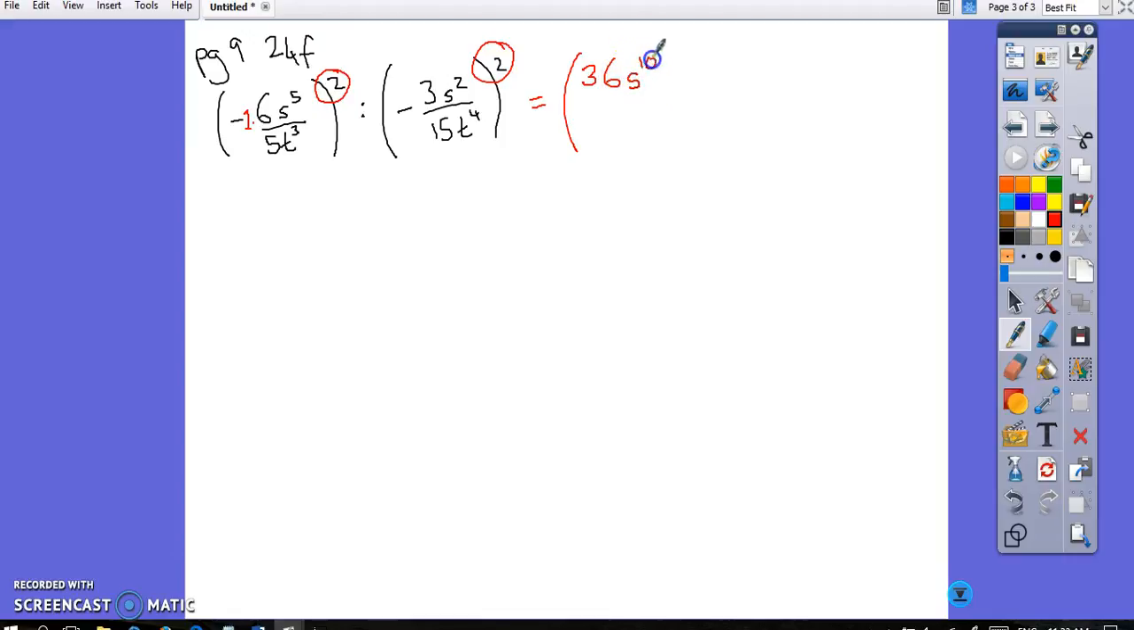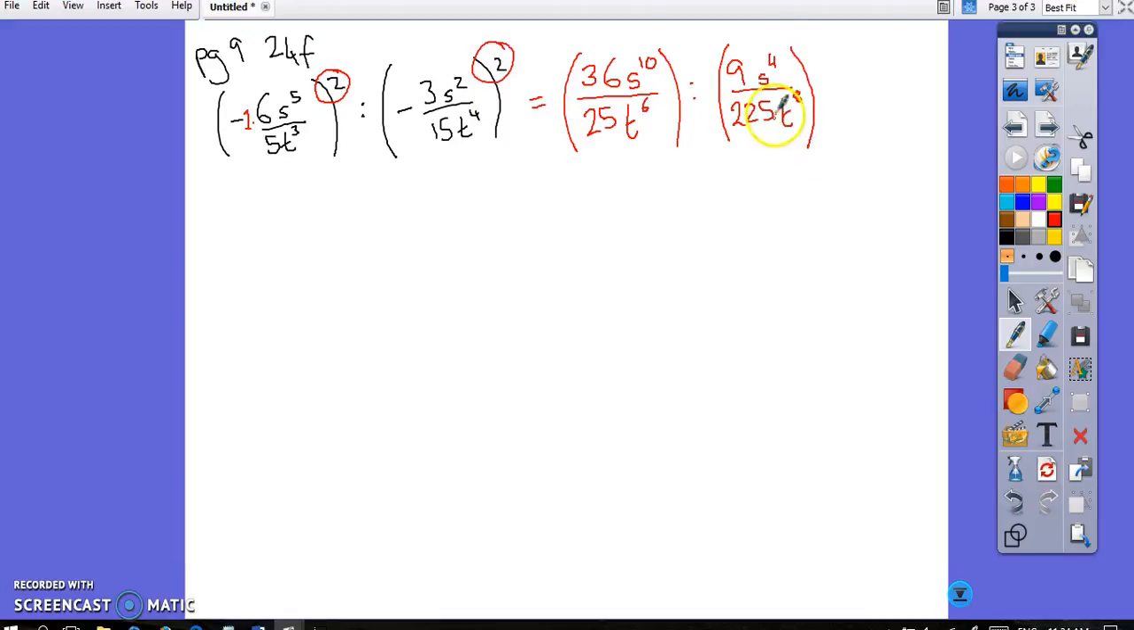So then we have s to the power of 10, over 5 squared is 25, and t to the power of 3 squared would give us t to the power of 6. Again, you can do that by multiplying the 3 by the 2, or writing out in full if that makes you feel more comfortable. Divided by, again, I could think of this as a negative 1 squared, positive 1. 3 squared gives me 9. S squared squared gives me s to the power of 4. Over 15 squared, which is 225. T to the power of 4 squared is t to the power of 8.